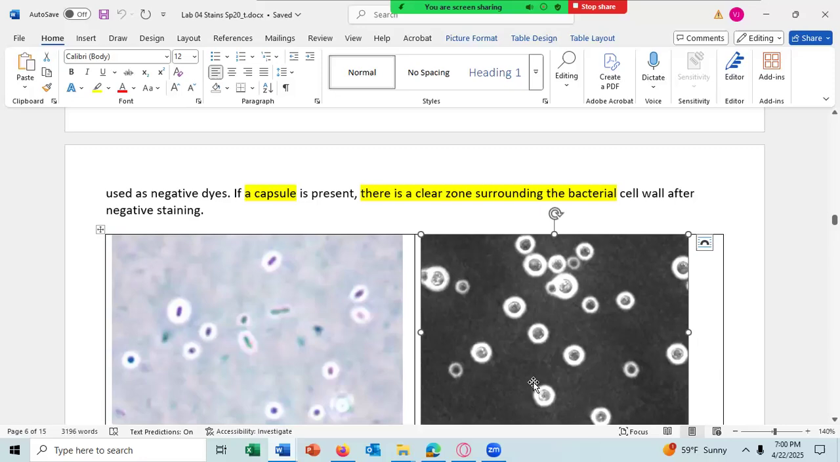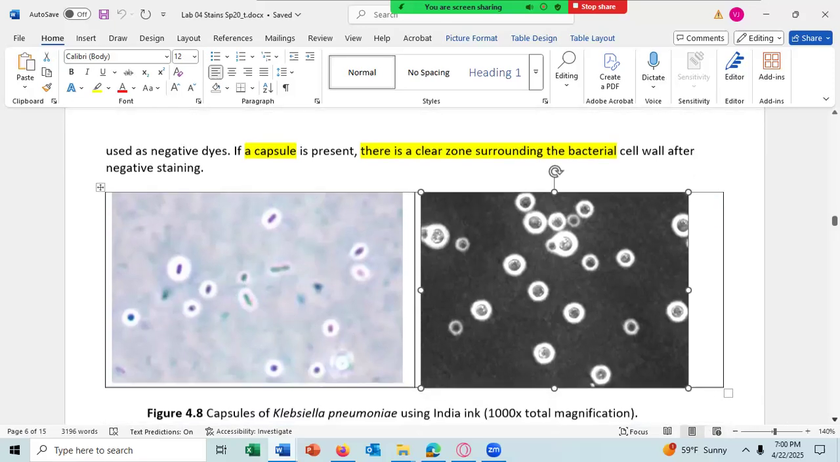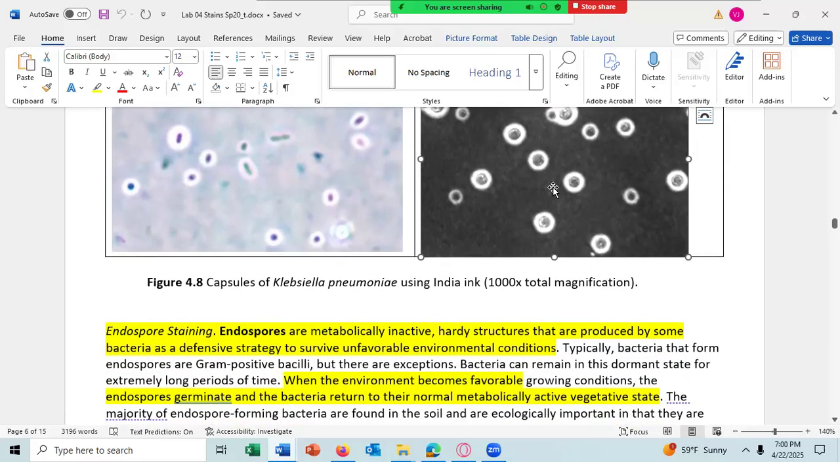Here is probably using nigrosin. This might be using two stains, one to stain the cell, one to stain the background. The background is colored. The cells are darker colored, and then the capsule is unstained. This is Klebsiella pneumoniae using India ink here.